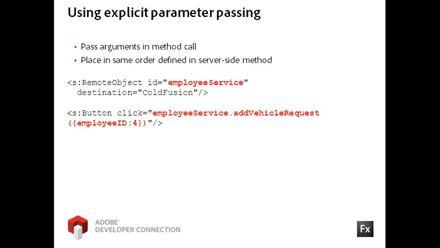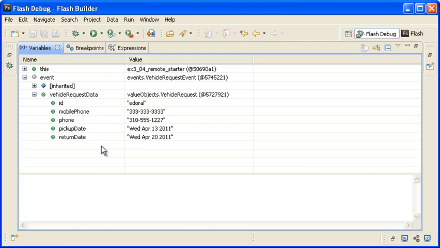When using explicit parameters, you add the arguments to the method call in the same order that they are defined in the server-side method. Note that the argument is defined as an object name-value pair. This is the way that I will send the data to the server for the employee portal vehicle request form. I have debugged the application so that you can see the VehicleRequestData value object in the event object that is passed from the custom component.